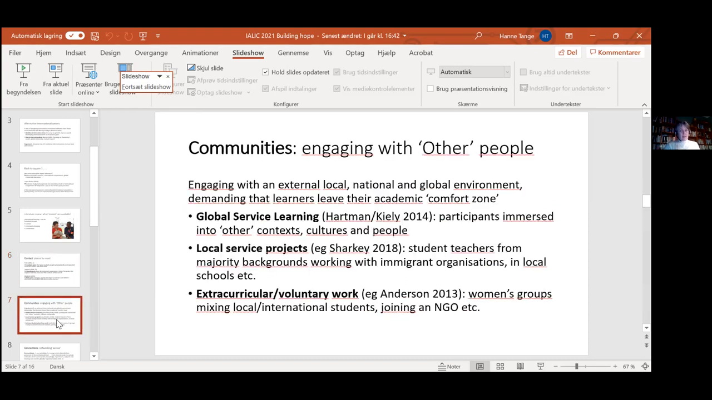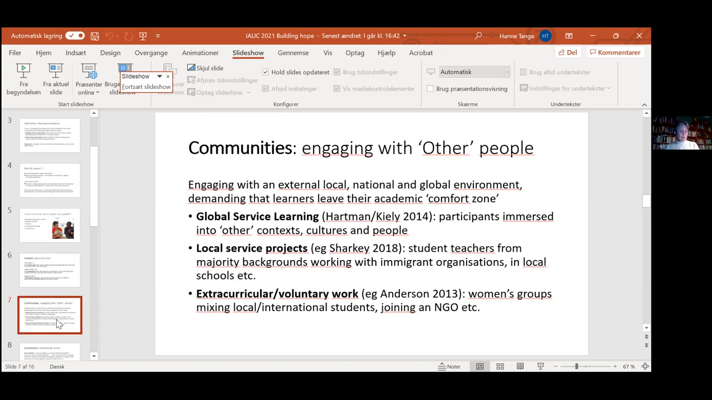My second key concept is the idea of communities where we engage with other people. Other people, not the other. I am aware that I used the quotation marks and the capitalization. I was a bit uncertain whether to do this or not, because there is this othering discourse in intercultural communication.